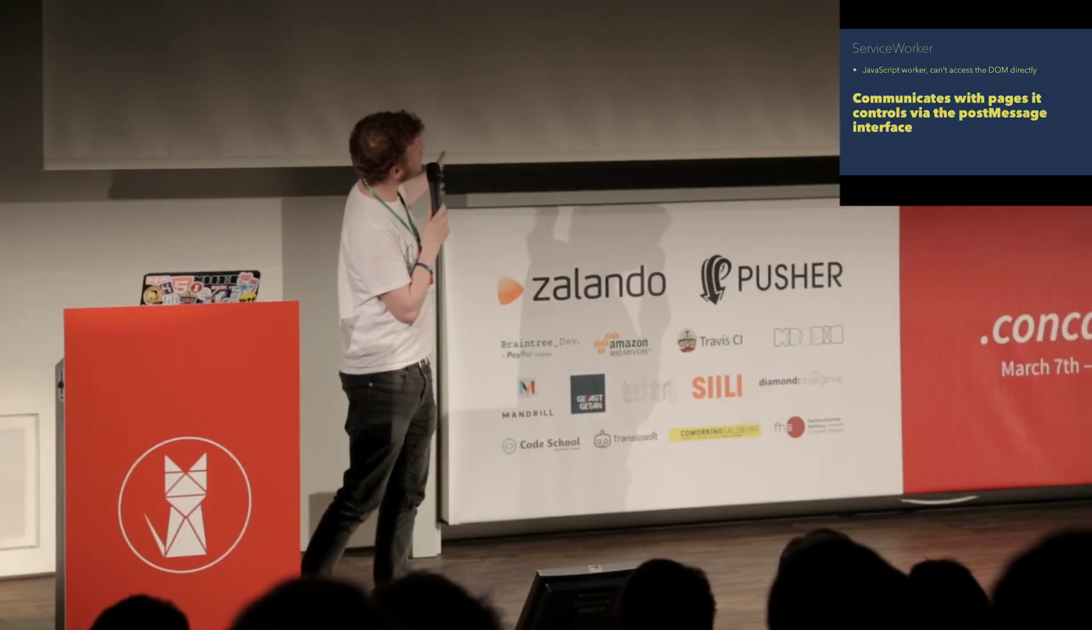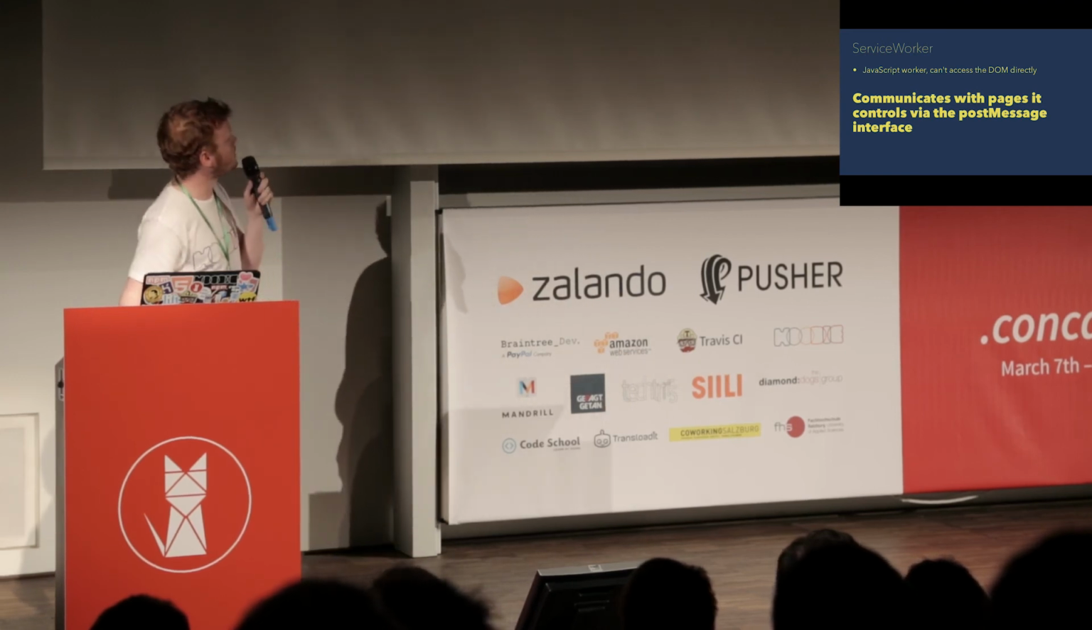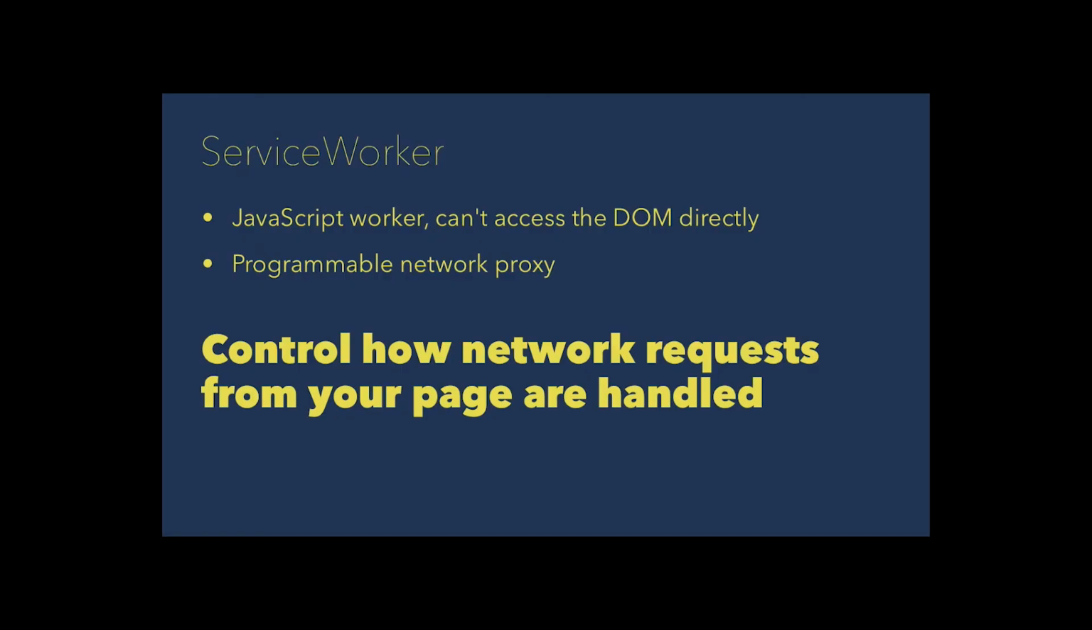It's a JavaScript worker. It can't access the DOM directly, and it communicates with the pages it controls via the postMessage interface. You can read, right? It's a programmable network proxy. This is the problem when speaker notes are gone. So you can control how network requests from your page are handled. That's really cool. It doesn't rely on global state, but can access IndexedDB. Let's skip forward to the GIFs.